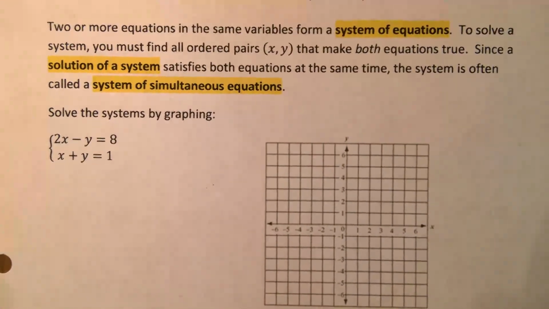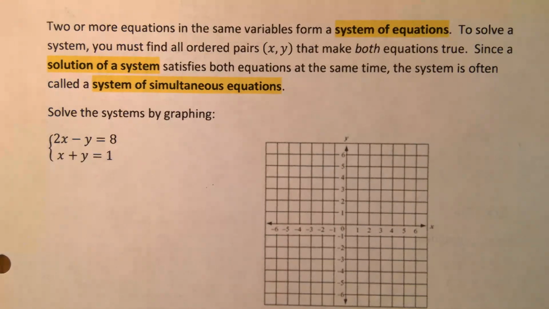So two or more equations in the same variables form a system of equations. What that means is if I have a couple of equations and they all have x's and y's, or x's and y's and z's, then we say that they are all in the same variable. And so they form a system of equations. To solve a system, you must find all the ordered pairs x and y that make both equations true. Since the solution of a system satisfies both equations at the same time, the system is often called a system of simultaneous equations.